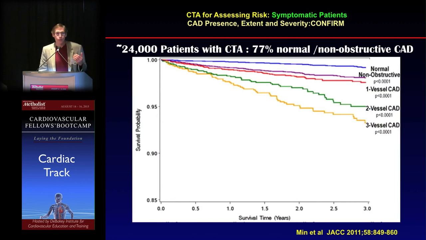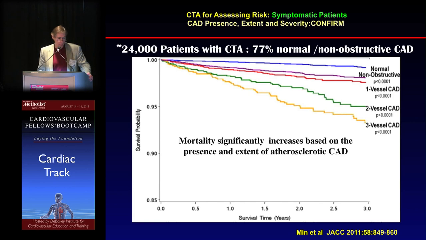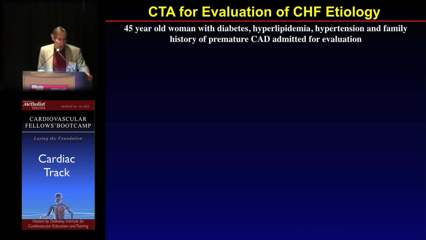CTA is also very helpful in the evaluation of symptomatic individuals for coronary disease. So this is a study confirmed in 24,000 patients who had CTA, and you can see the increase in event rates as you go from normal coronary arteries to non-obstructive disease, to single, double, and triple vessel disease, and obviously mortality increased significantly based on the presence and extent of disease. So we use CT very commonly to assess risk and determine who might be appropriate for having invasive coronary angiography.